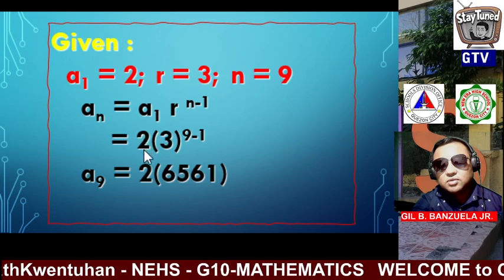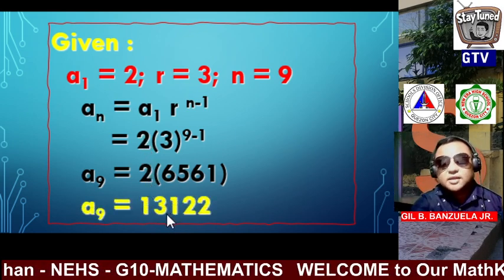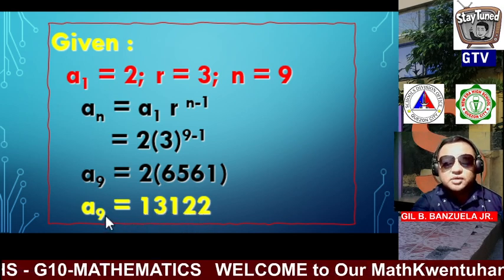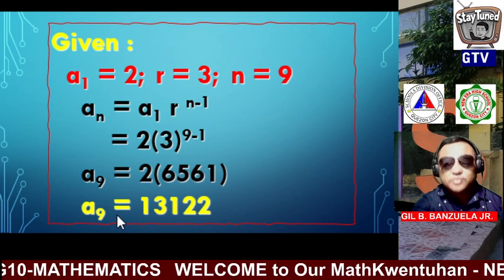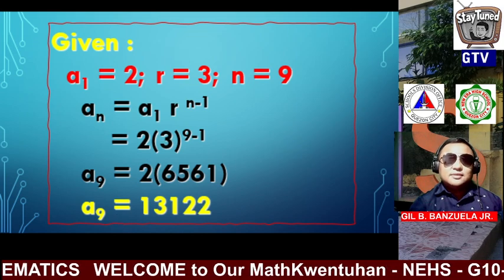6561. Then multiply it to your first term 2, then we will arrive at 13,122. And that will serve as our 9th term in this sequence. Did you get that? Alright.